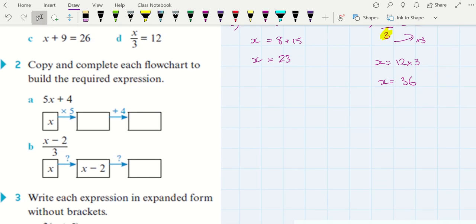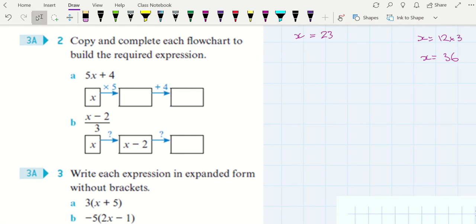Okay, copy and complete this flow chart to build the required expression. So this takes you back a little bit, doesn't it? It's been a little while since I've looked at these. So when we say x times 5, we just want to say, well, that's 5x. And then we add a plus 4, well, that's 5x plus 4. So that's building expressions. Now, what must we do to get it to say minus 2? We say minus 2 there to be x minus 2, and then we divide it by 3 over here to say x minus 2 divided by 3.